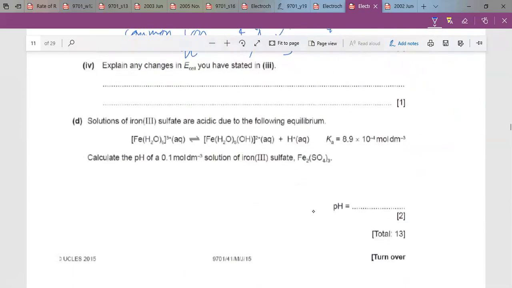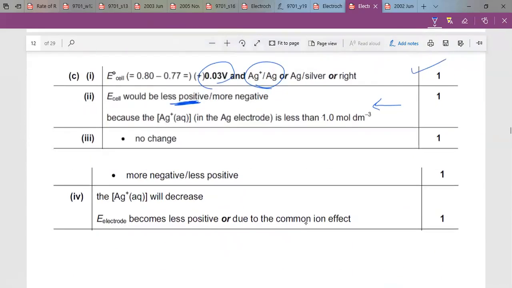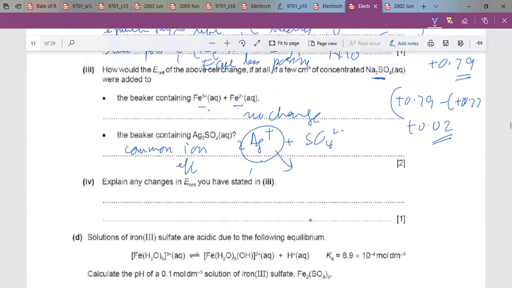See the answer here. So it becomes less and less positive as it decreases more, maybe to 0.785, whatever, to lower.